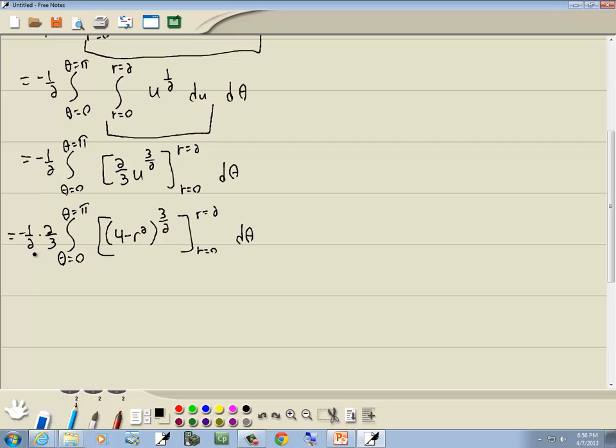Well, the 2's cancel here, so we end up with a negative 1/3 out in front. Theta is equal to 0 to theta is equal to pi. And we'll plug in our 2 for our r, so we're going to have 4 minus 2 squared to the 3/2 power minus 4 minus, and we'll put 0 in for the r. So 0 squared to the 3/2 d theta.